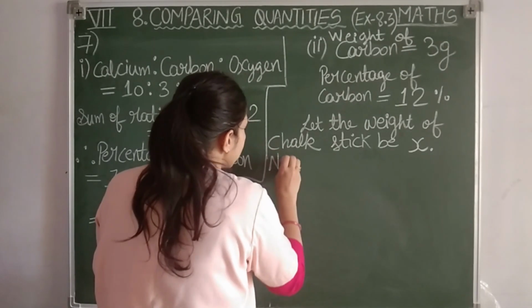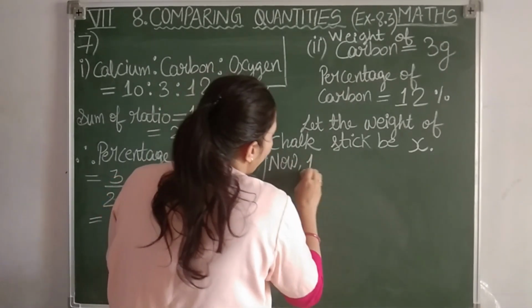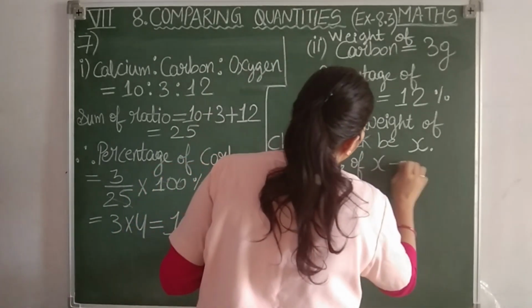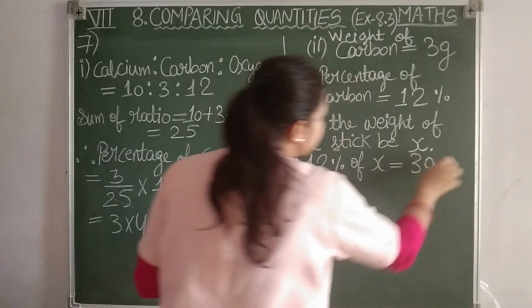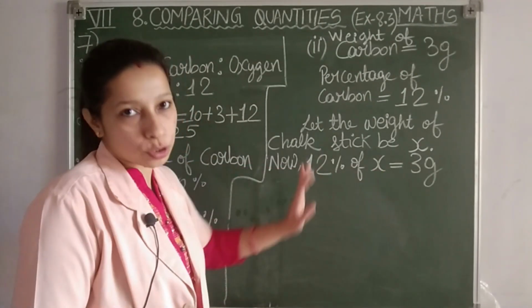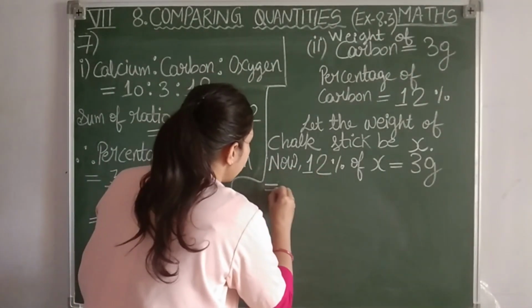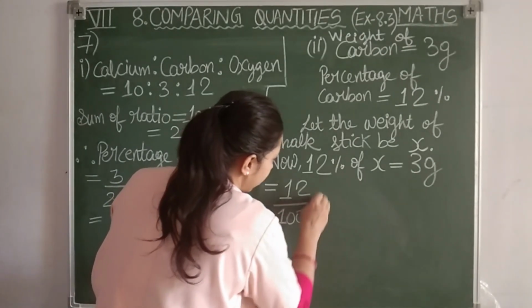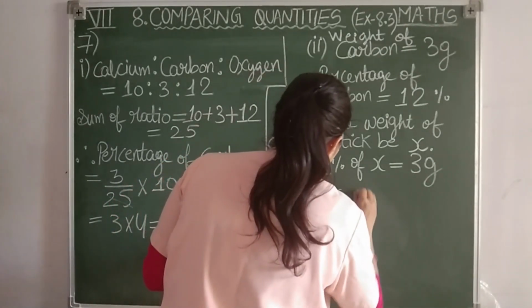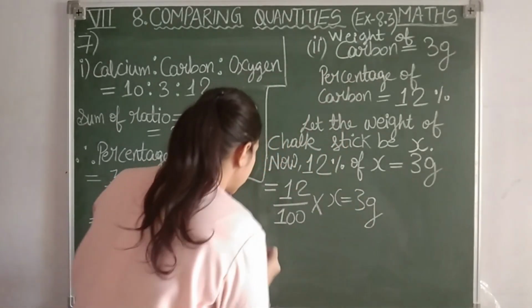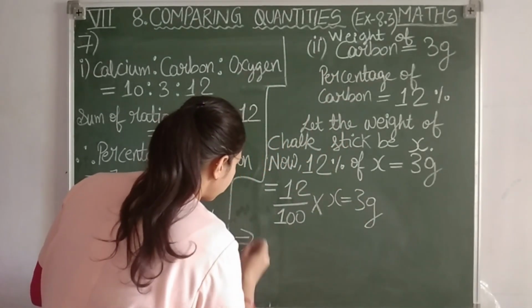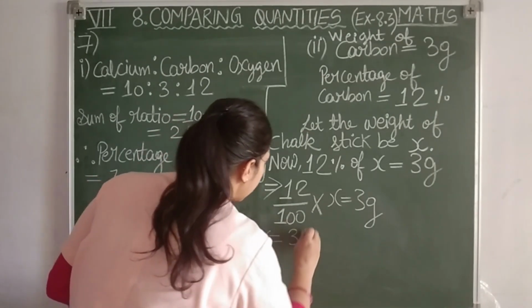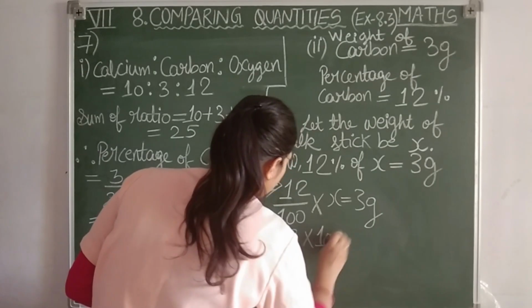Now I know, students, that 12% of the chalk stick is equal to how much? 3 gram. Isn't it? 12% of that chalk is equal to 3 gram. Okay, now let us write 12 upon 100 into x is equal to 3 gram. Then students, let us transpose: x is equal to 3 into 100 upon 12.